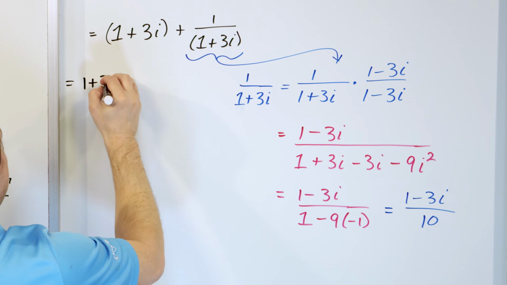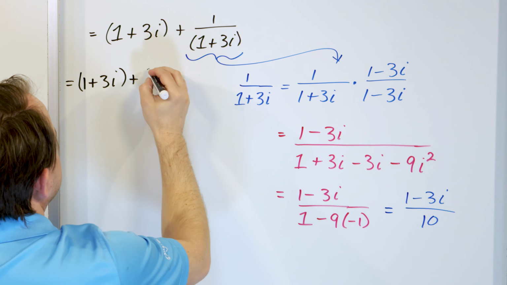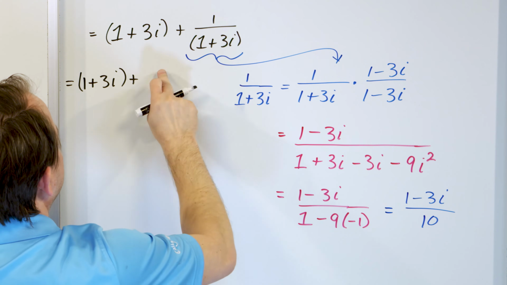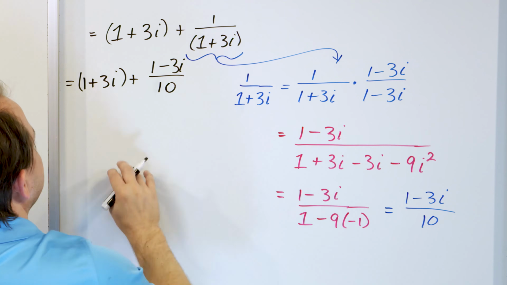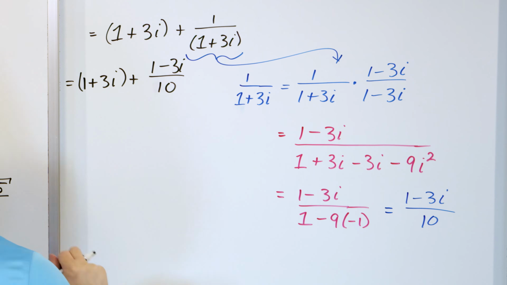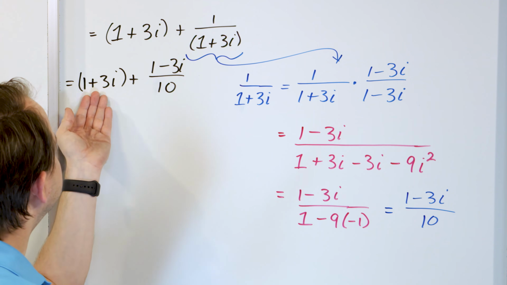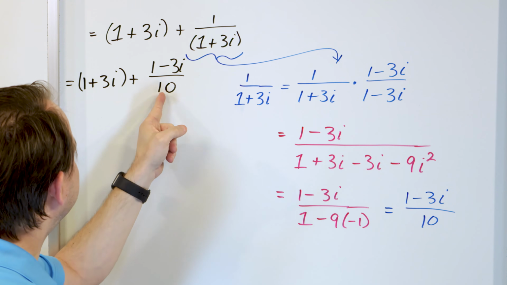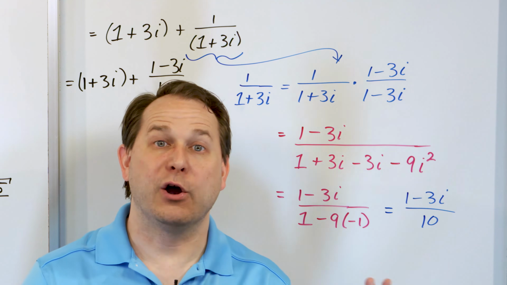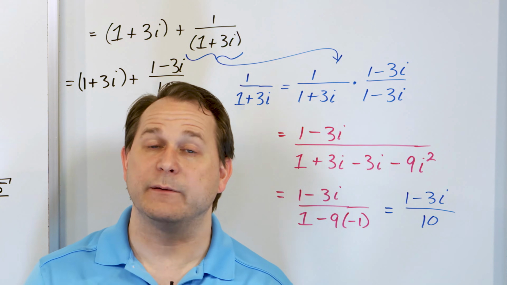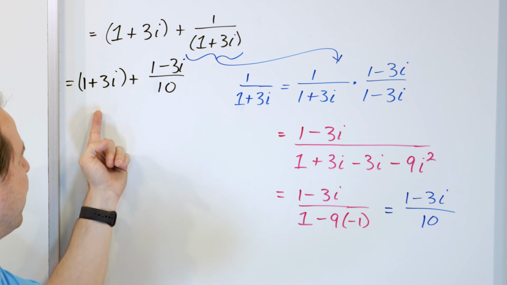1 plus 3i. Let's wrap parentheses around it. Plus, what do we get here? Let's write it as a proper fraction: 1 minus 3i over 10. So you see what we have, 1 plus 3i plus 1 minus 3i over 10. Even though it looks complicated, ultimately you have something plus something, but this is a fraction. It's over 10, and this is over 1. So just like any fraction, if you have something over 1 and something over 10, the only way you can add them together is to get a common denominator. You cannot add these directly because this is over 10 and this is over 1.